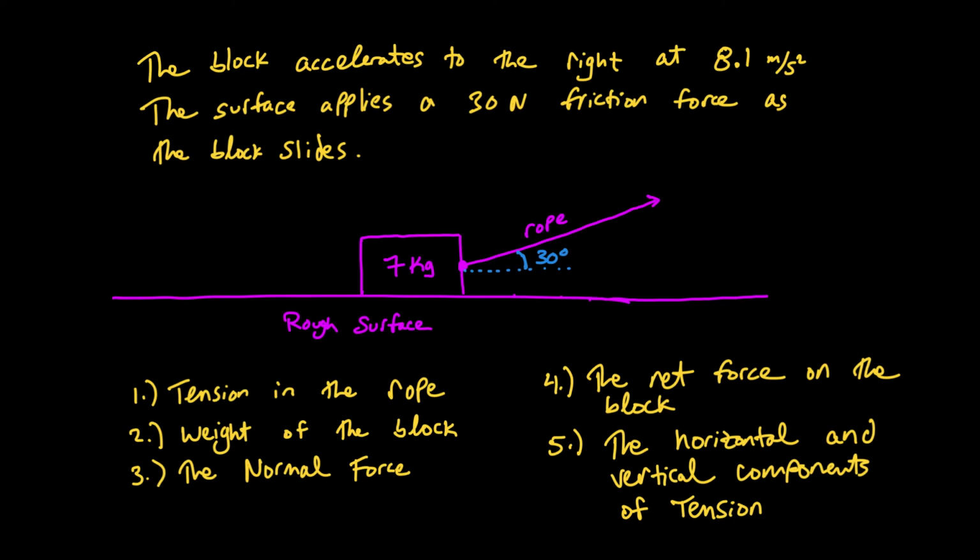All right, well, here's a quick list. We could solve for the tension in the rope, the weight of the block, the normal force exerted on the block, the net force on the block, and the horizontal and vertical components of tension. We could also do something with friction, but we'll get to that at a later time. We haven't learned enough about friction quite yet. So how do we do all this stuff?